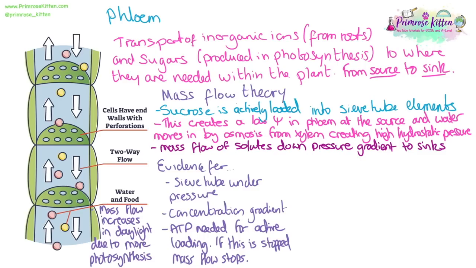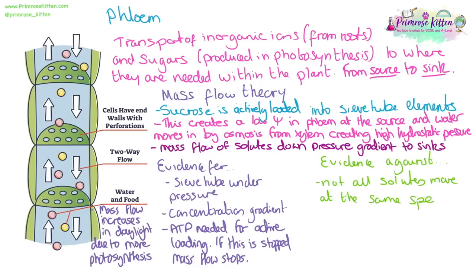Another final piece of evidence is that mass flow increases in daylight, especially from the leaves down the phloem. And this is clearly due to more photosynthesis producing more sucrose in the leaves and creating that pressure gradient. And there is some evidence against this. Not all solutes move at the same rate, and a sieve, by its structure, would appear to be a barrier to movement.